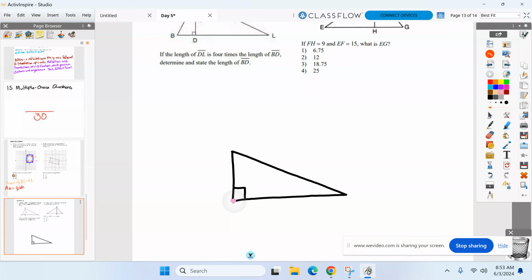I'm going to start from that vertex and draw this to the hypotenuse. I just drew an altitude in. So, altitude drawn to the hypotenuse. That's the wording I'm looking for. Altitude drawn to the hypotenuse.